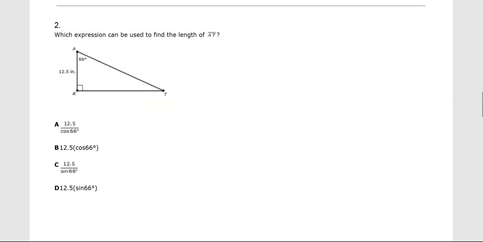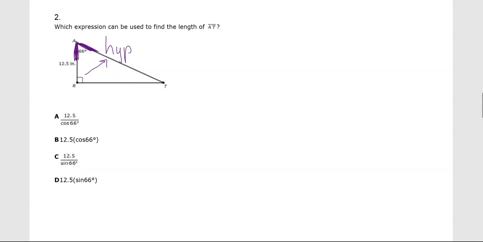All right, and number 2 wants you to find the length of AT. If we look across on our triangle, AT is our hypotenuse. So that is one thing we want to do. The angle given to us is the 66-degree angle. So if AT is our hypotenuse, what is AR? Ask yourself that question, and it'll help you set it up and figure it out.